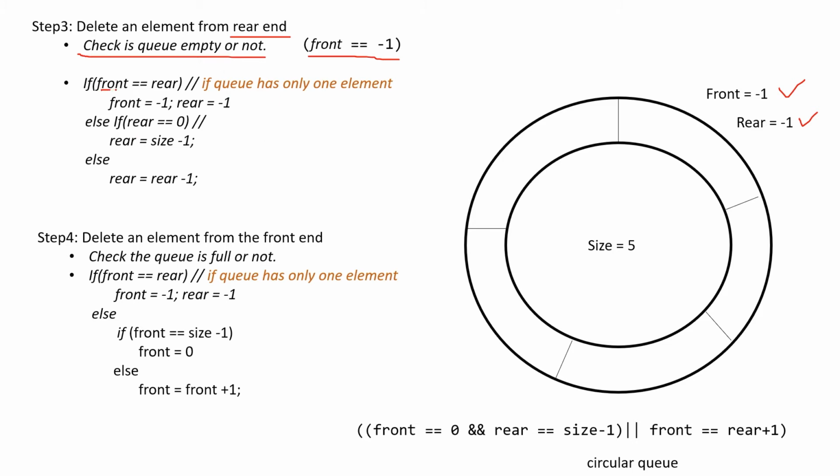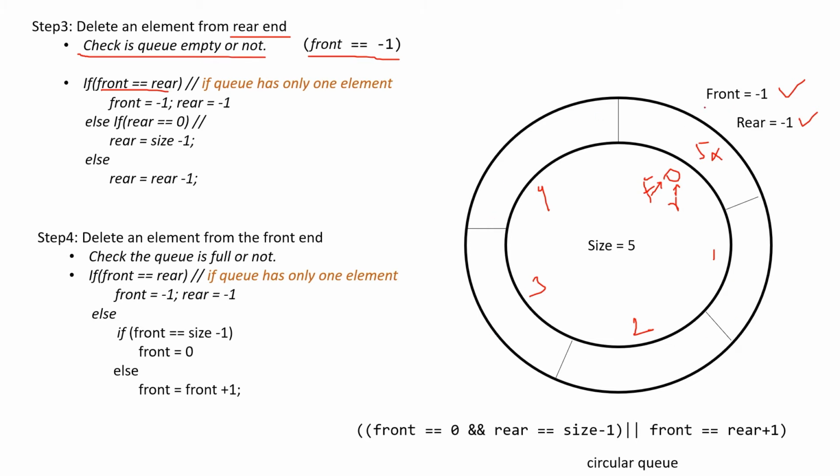Also, if my front is equal to rear, this occurs only when there is only one element in the queue. You have seen that if this is the 0th index, this is 1, this is 2, this is 3, and this is 4. Now if my F is pointing here and my R is also pointing here, in this case there is only one element here, right? Now if this condition is satisfied, there is only one element. So if I delete this element also, after that there is no element in this queue, right?